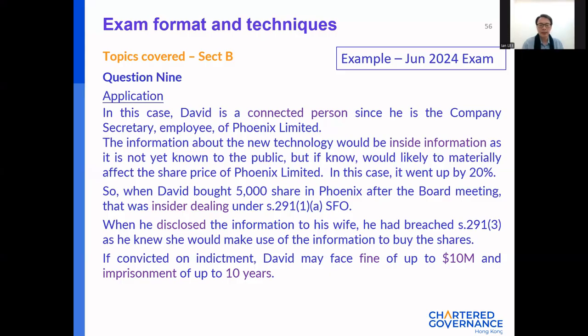Okay, and there's a chance she would buy the shares. He even told her to buy the shares. So that's why the chance of him having breached 291 subsection 3 is quite high as well. So if convicted on indictment, David may face a fine of up to 10 million and imprisonment of up to 10 years.